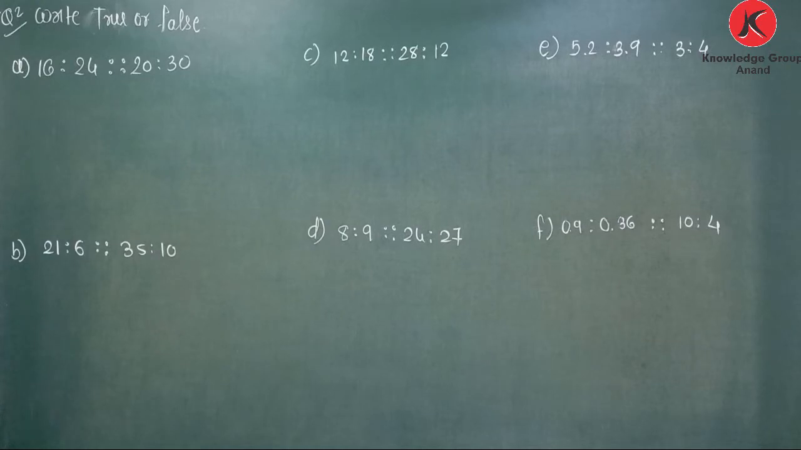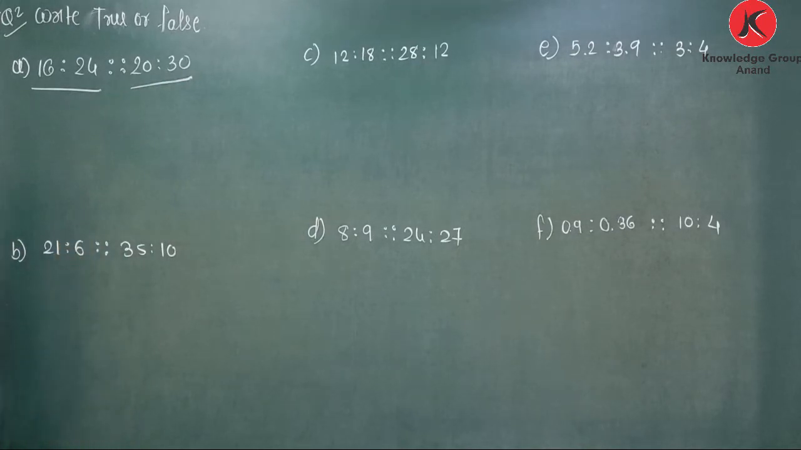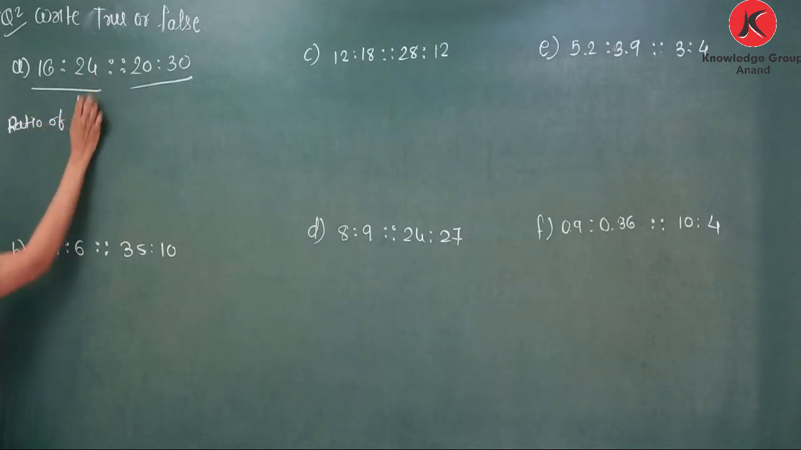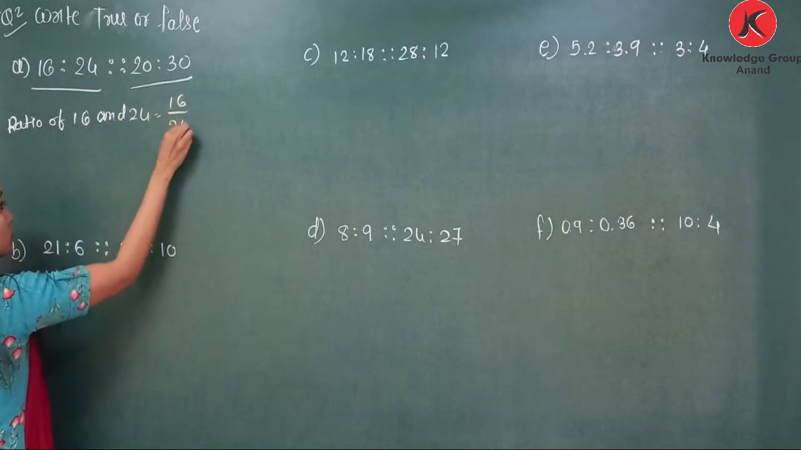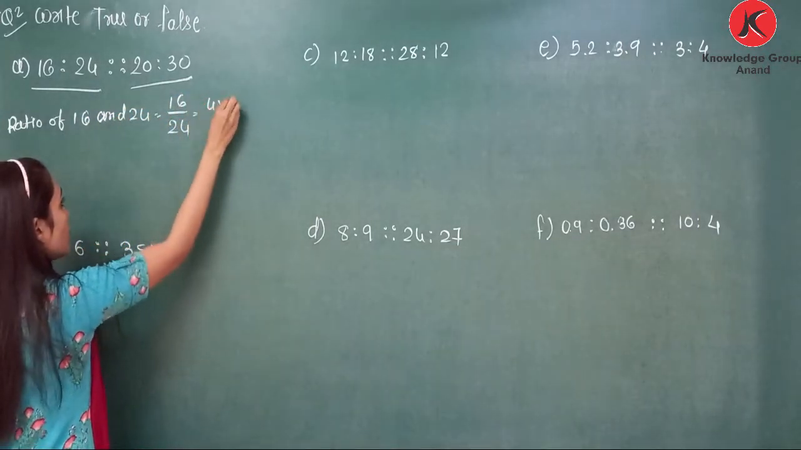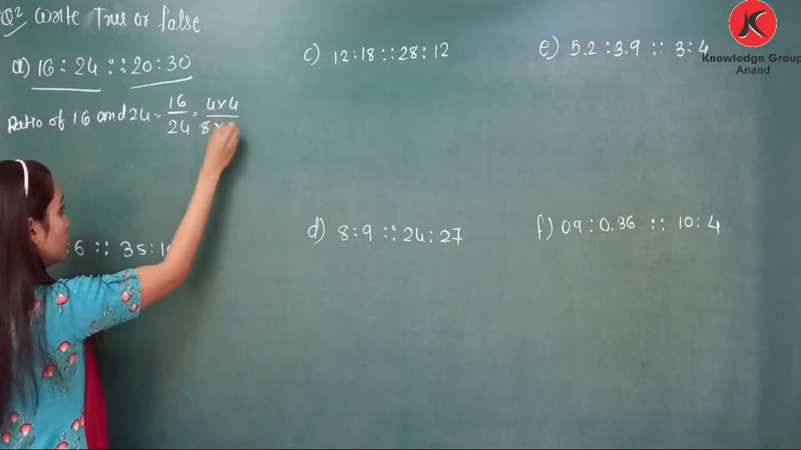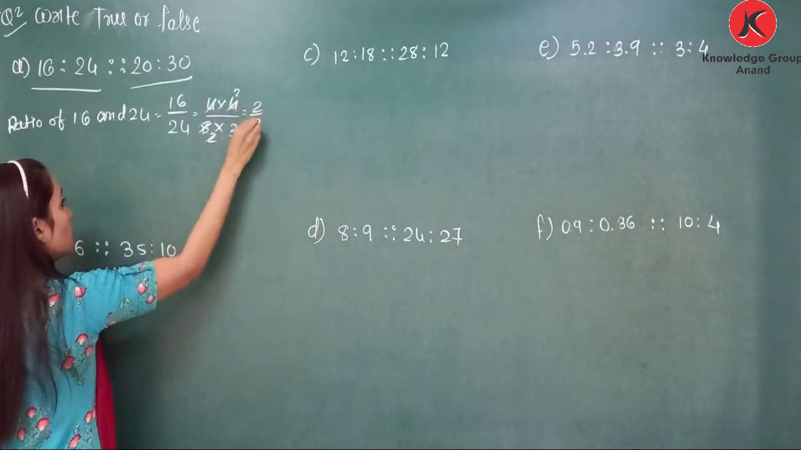So first, 16 is to 24 is in proportion to 20 is to 30. So here first find the ratio of these two and then the ratio of these two. If both are same, then they are in proportion. So let's find the ratio of 16 and 24. Here we can write 4 4s are 16, 8 3s are 24, so here we get 2 by 3.